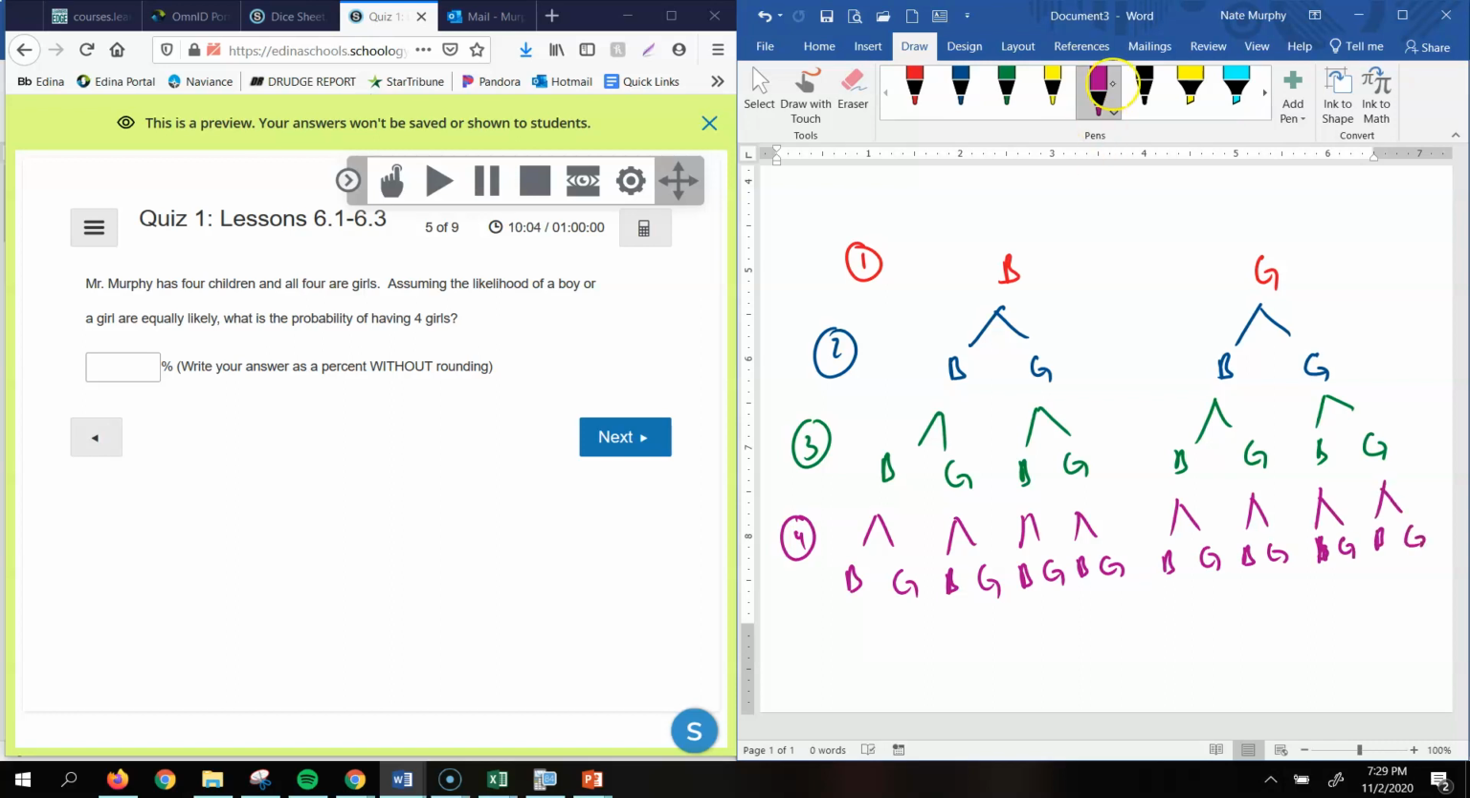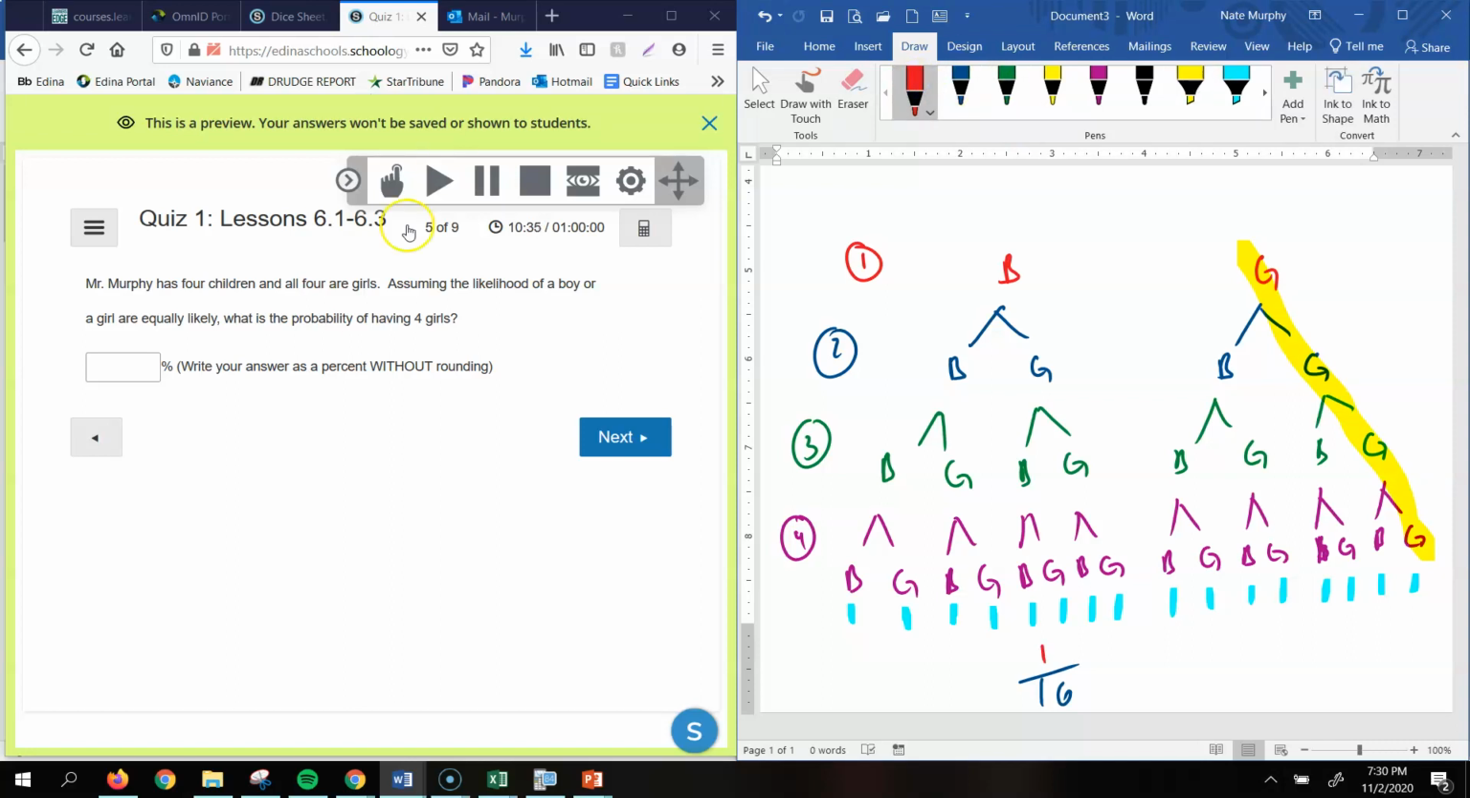Okay, so if I count up how many total items we have in this bottom row, that is the total number of possible outcomes. So we would have 1, 2, 3, 4, 5, 6, 7, 8, 9, 10, 11, 12, 13, 14, 15, 16. So there are 16 total possible outcomes, and 1 out of those 16 is the only way that we could have all 4 girls.